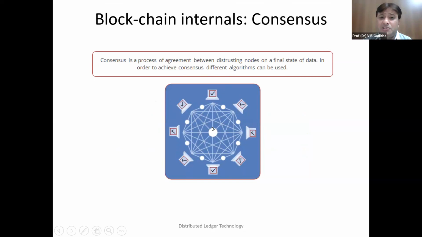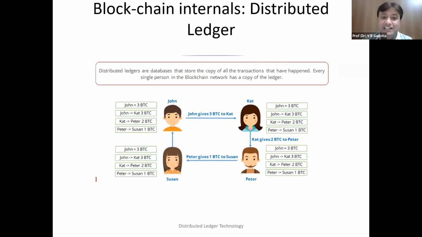Unless and until all your neighboring nodes authenticate that yes, this transaction is okay, this transaction is valid, until then this transaction is not registered in the peer nodes. So this is the beauty of blockchain.